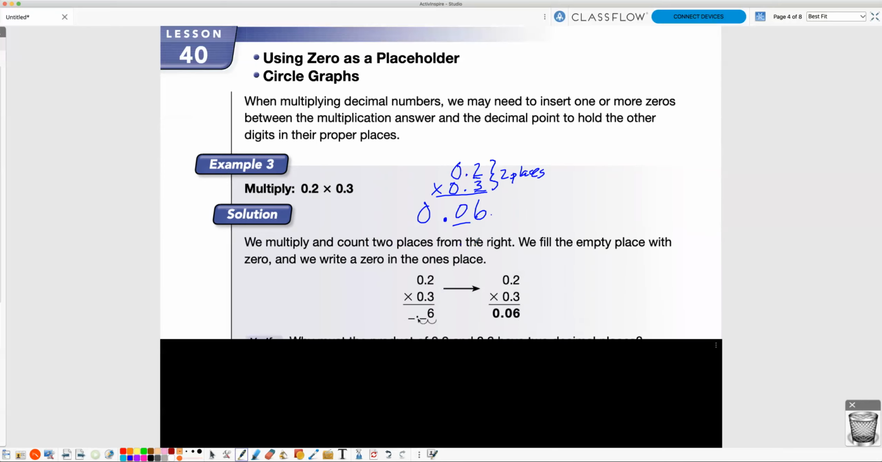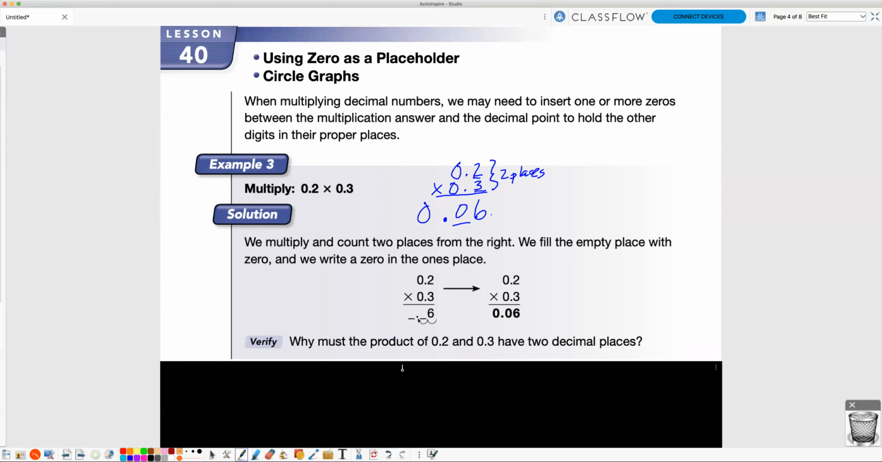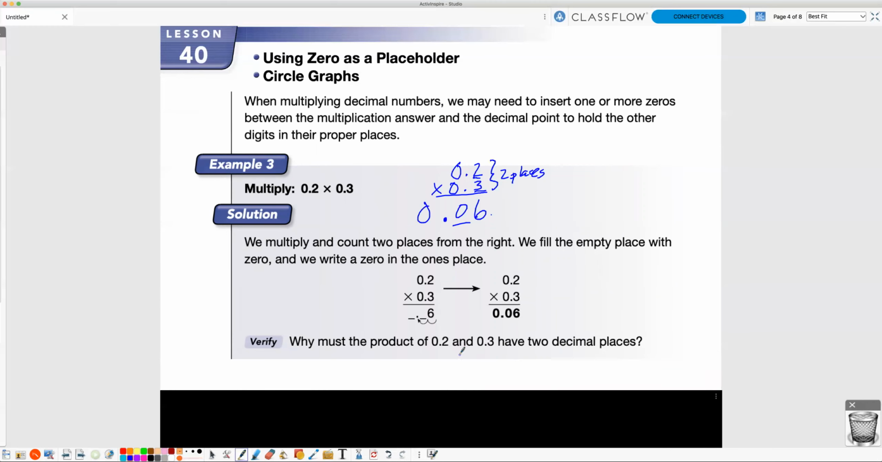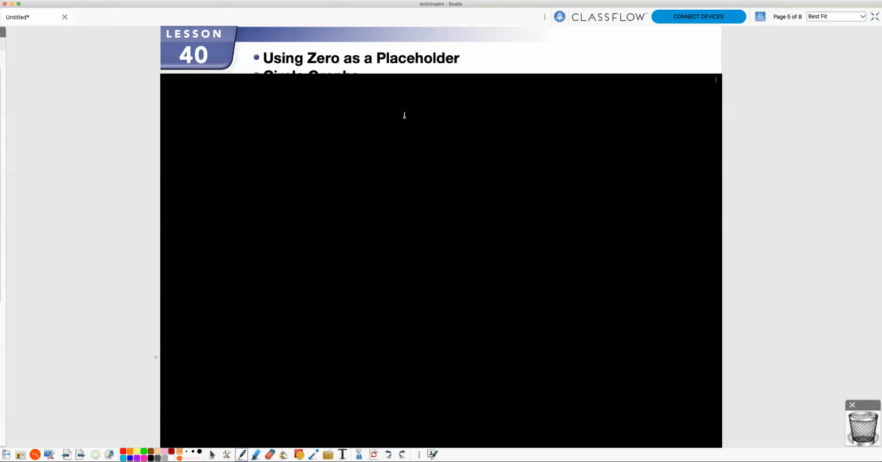So we multiply and count the 2 places from the right, and then we'd fill in the empty place with 0, and we write 0 in the ones place. And it asks, why must the product of 2/10 and 3/10 have 2 decimal places? Well, if you think about it, this as a fraction would look like this. 2/10 times 3/10 would end up being 6 hundredths, and it's in the hundredths place that 6 would have to be represented in a decimal, so that would be in this position. That's the hundredths place.